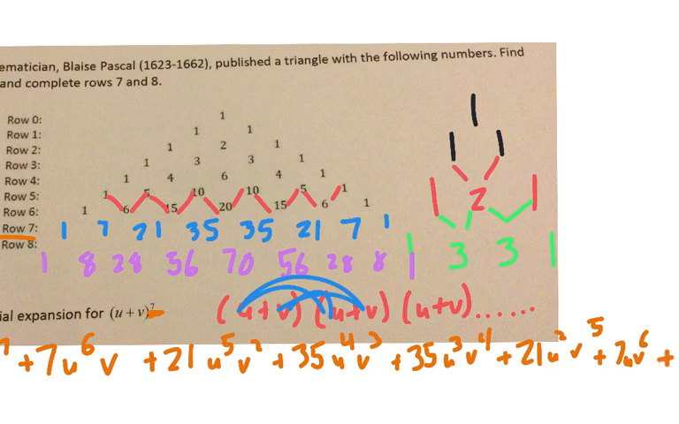So hopefully you see where this comes from. Pascal's triangle just gives the coefficients. And then I know it's going to be u and v. u keeps decreasing its power by 1. v keeps increasing its power by 1. And I just realized I didn't write v to the 7th here at the end. Right, v needs to go up another power.